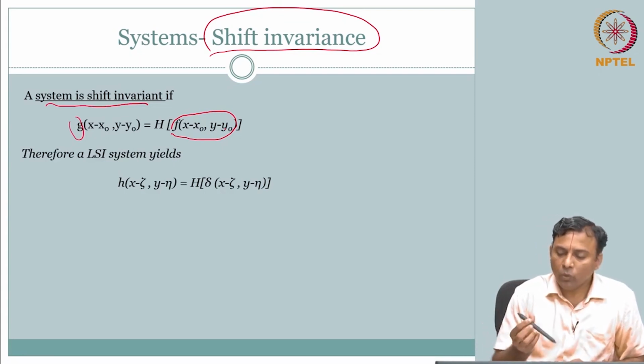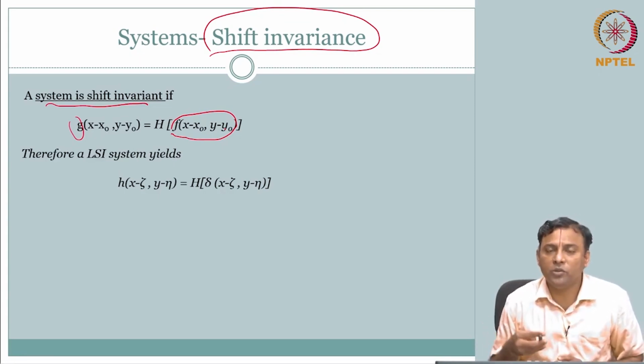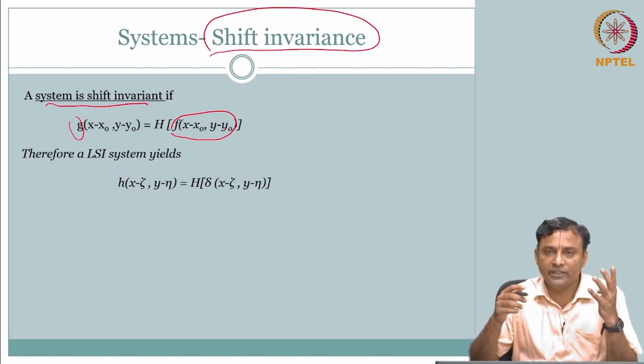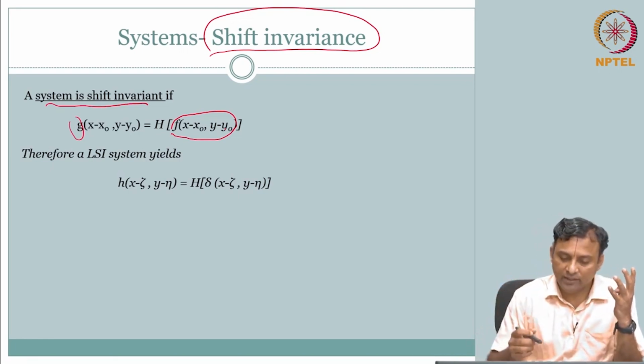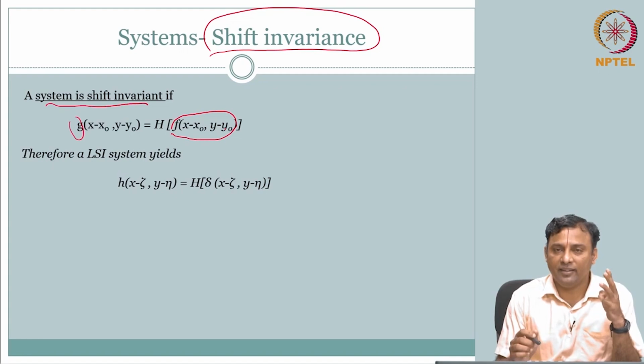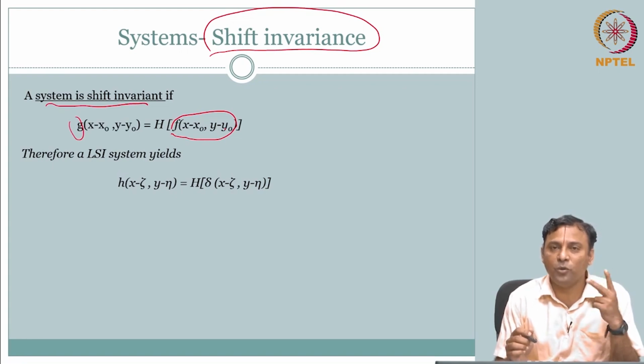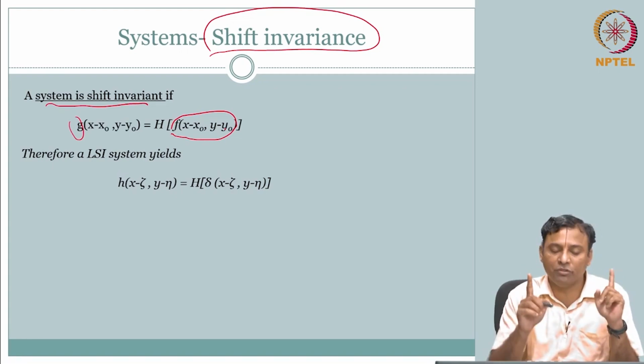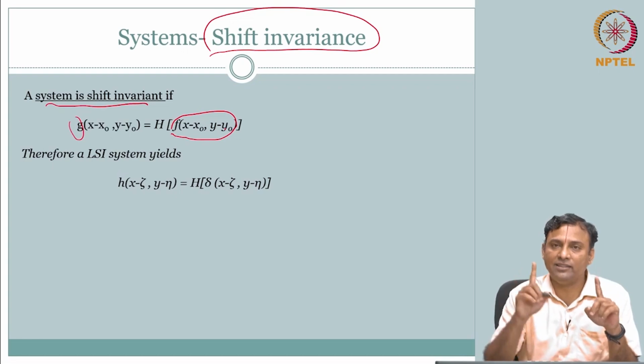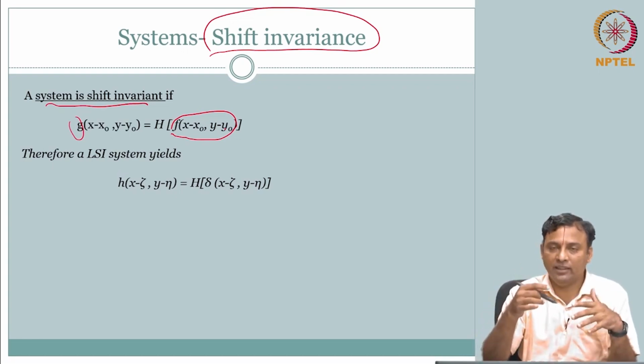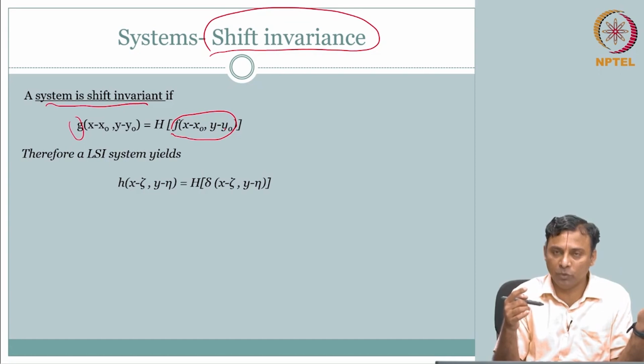So why is this important? Now suddenly you see we had 4 dimensions, right? The h can be brought down to only 2 dimensions. Now I am not worried about shifts or offsets; I am only worried about x and y, where it is and how it interacts with the signal. That is what is going to determine my output.